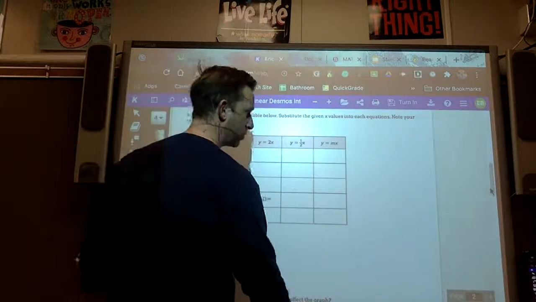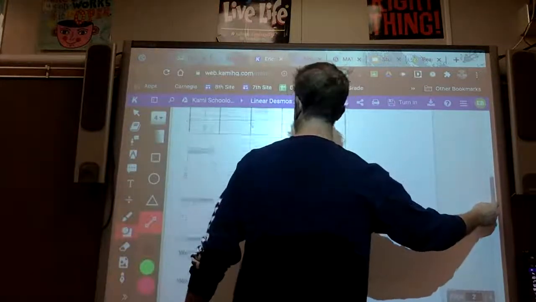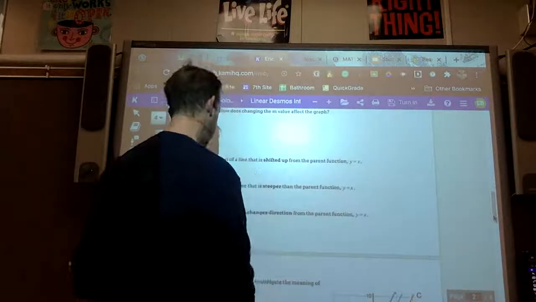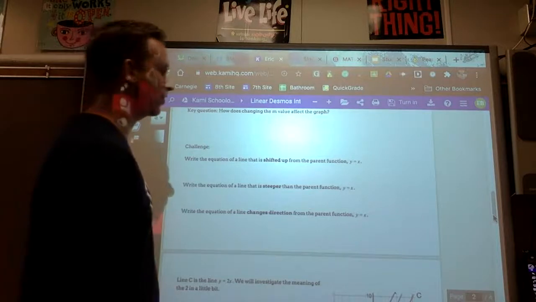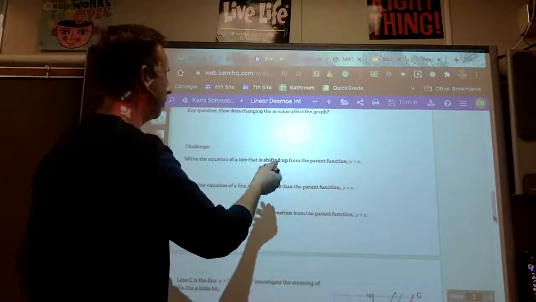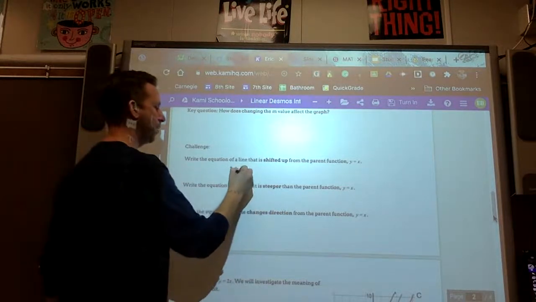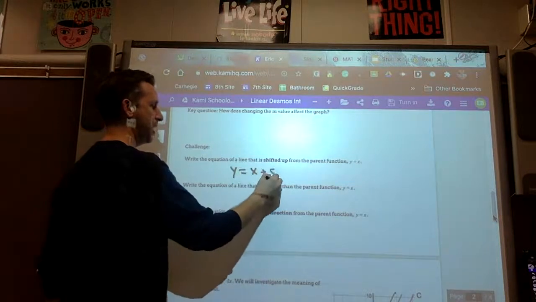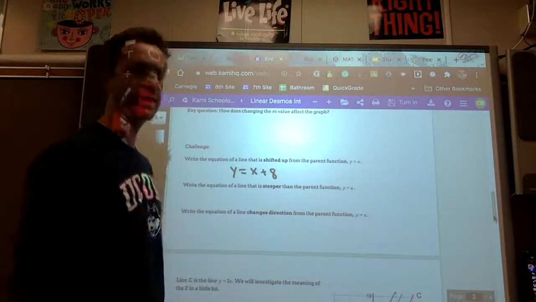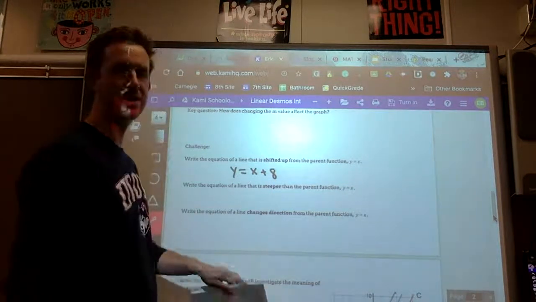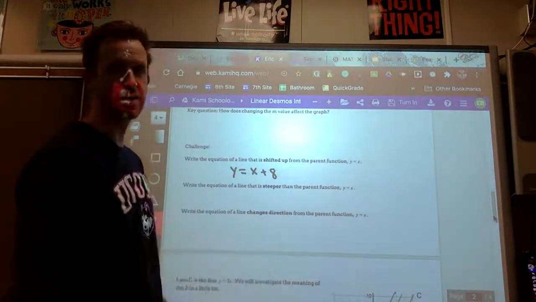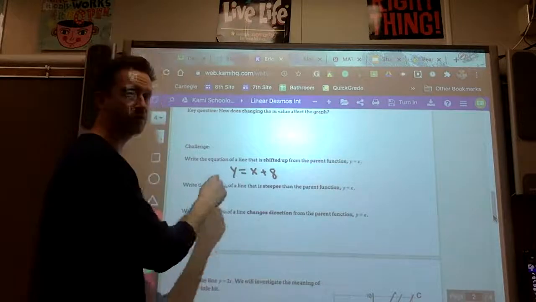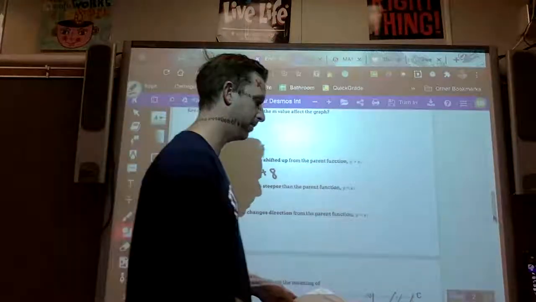And then the last 3 problems are just challenge problems. I'll give you an example. It says, write the equation of a line that is shifted up from the parent function. So if I'm shifting up, that means I'm moving up on the y. If I'm shifting up, I might say x plus 8. I'm 8 from that original parent function. The last 2 pages, again, you don't have to do right now. Those are going to be talked about at a later date. So we're really just focusing on the first 2 pages today.